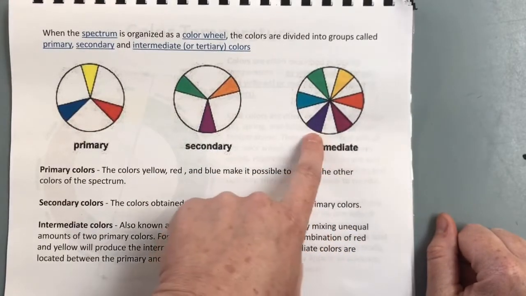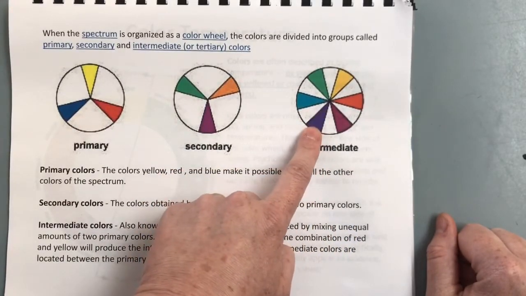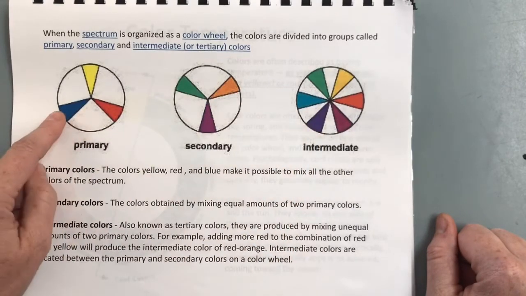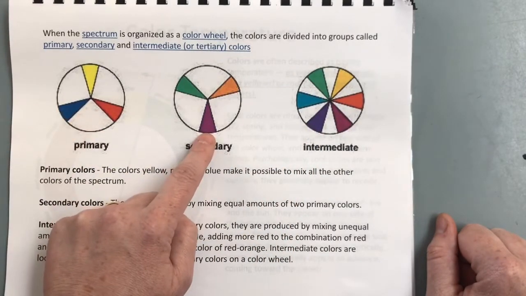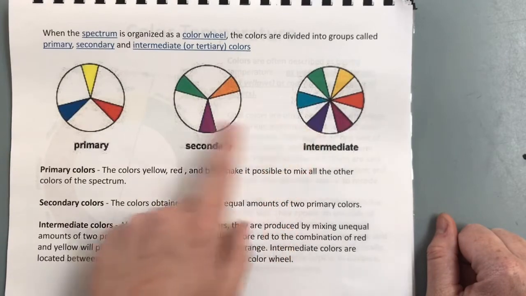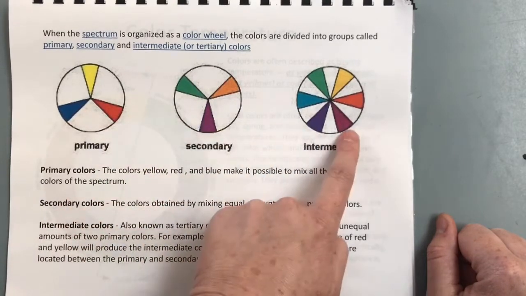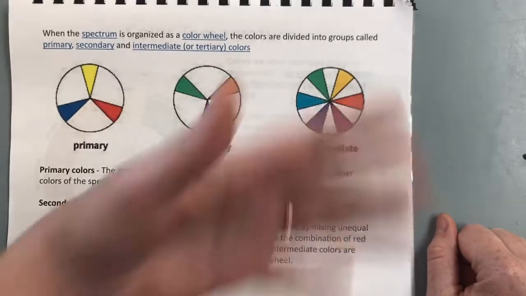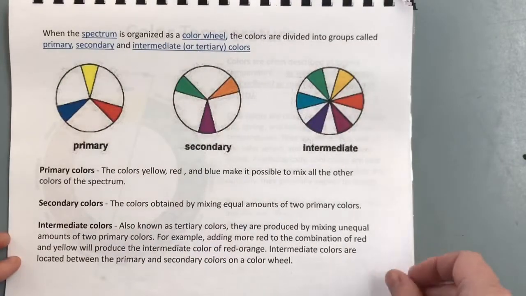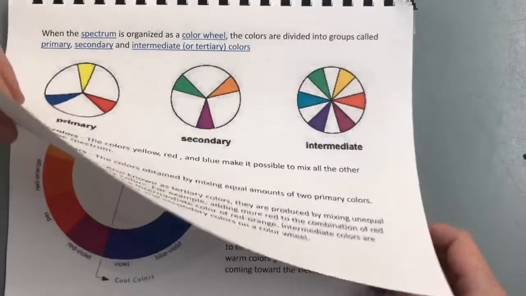So this color right here would be the combination of blue plus violet equals blue-violet. Okay? Red plus violet equals red-violet. And so on. You can figure it out. That's the explanation of that page.